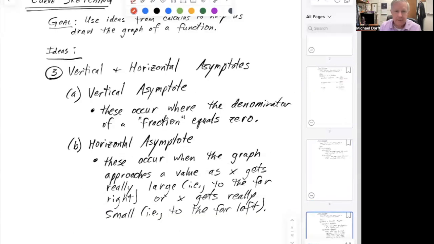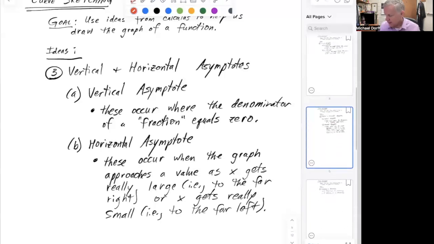Next, we have vertical and horizontal asymptotes. Vertical asymptotes occur when the denominator of a fraction equals 0. Earlier we had an example, and we saw that the denominator of a fraction was x minus 3. Where that x minus 3 equals 0, that's where we have a vertical asymptote. Horizontal asymptotes occur when the graph approaches a value as x gets really, really large, so it goes very far to the right on the graph, or x gets really, really small, and that's going very far to the left.